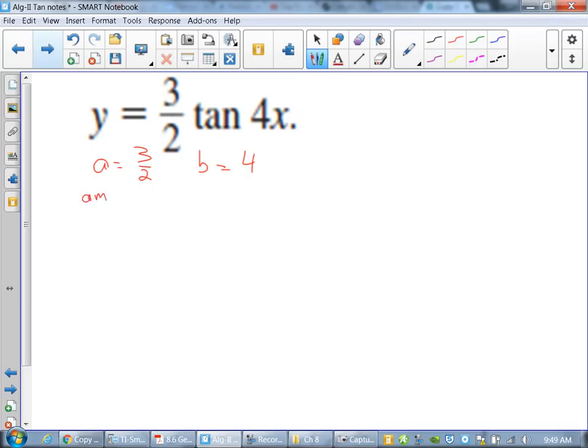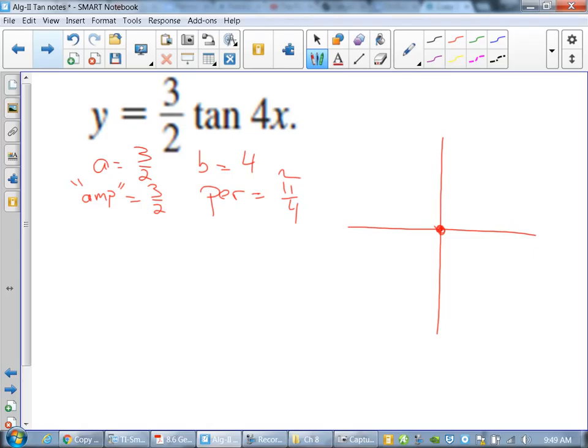So our amplitude is 3/2. Our period is going to be pi over 4. So that means the distance between the two asymptotes is pi over 4. Since there's no shifting here, I'm going to go through the origin. We haven't introduced an h and a k yet, so all of these are going to go through the origin.